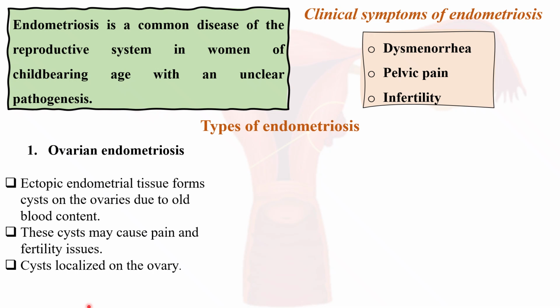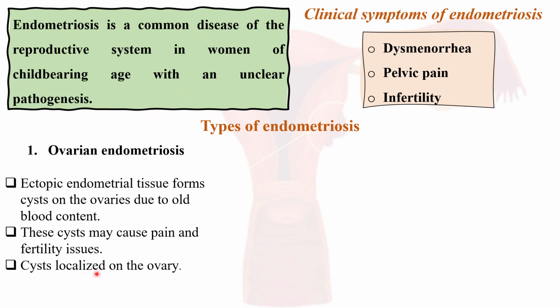occurrence, endometriosis can be divided into three types, like ovarian endometriosis. This is also called ectopic endometriosis, and these endometrial tissues form cysts on the ovaries due to the old blood content, and this cyst may cause pain and infertility issues. In this case the cyst is localized on the ovary.